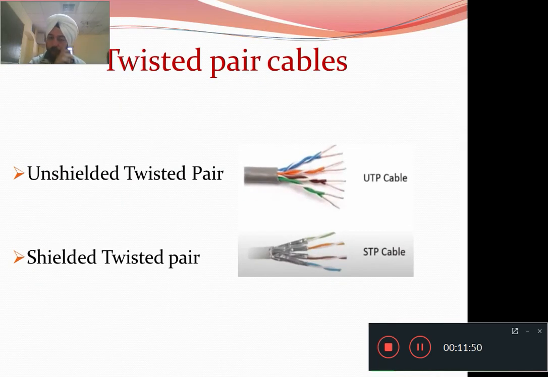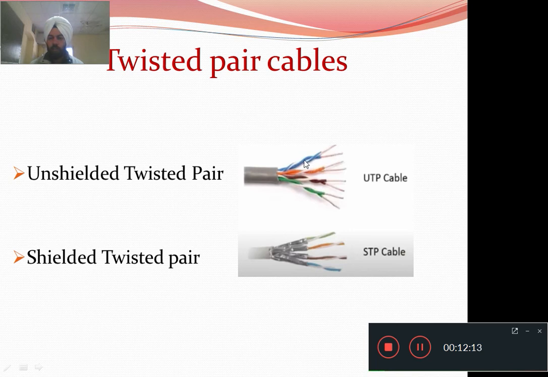Another is twisted pair cable. Twisted pair cable is of two types. One is unshielded twisted pair and another is shielded twisted pair. Unshielded twisted pair is also called UTP.